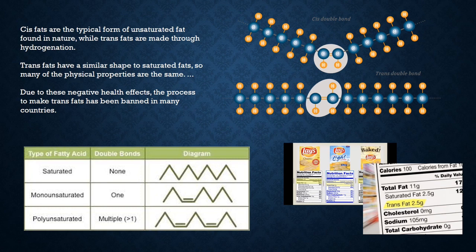And a cis double bond may just be considered as normal. However, a trans double bond has a negative health effect. And that can be observed in the junk foods that each one of us is very fond of. And due to these negative health effects, the process to make trans fat has been banned in many countries.